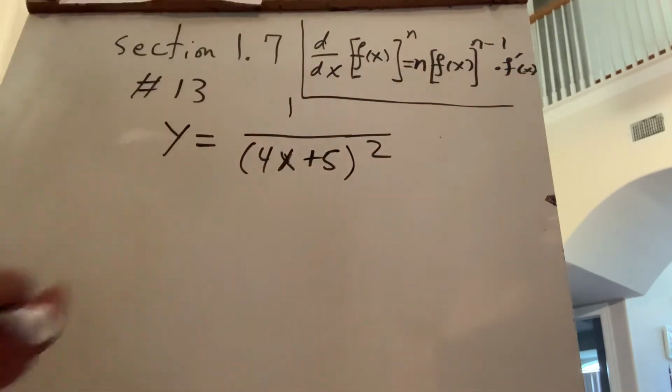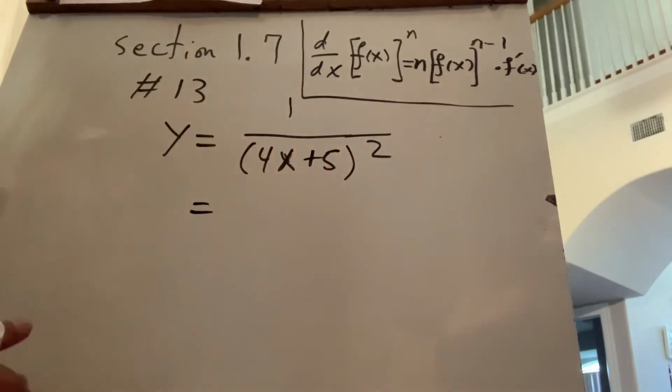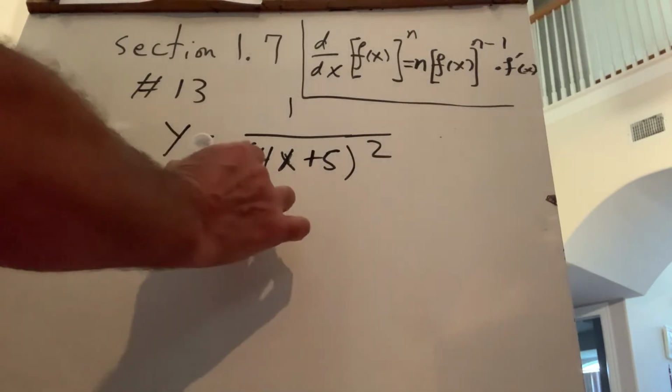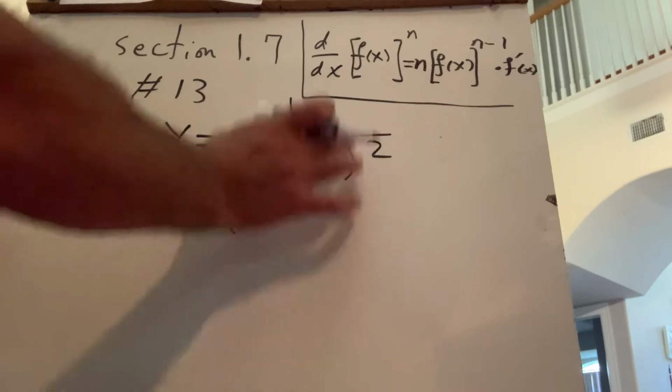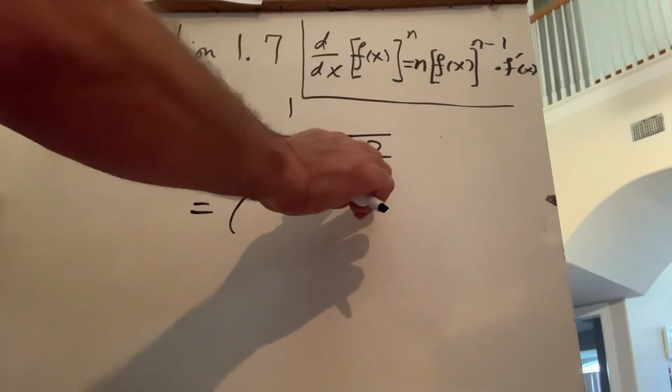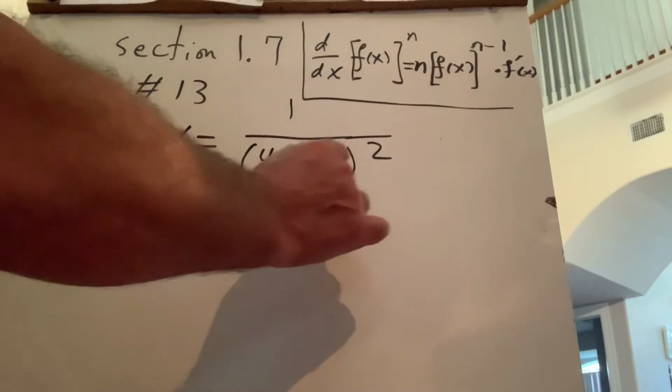Obviously, we do have a quotient here, but I would not suggest you use the quotient rule, even though we learned that in section 1.5. I'm going to do a little algebra here to help us cut down our work. I'm just going to move this upstairs. As you remember from algebra, anytime you move something from downstairs to upstairs with an exponent, all you have to do is change the sign of the exponent. It's the same thing, just a different way of writing it.